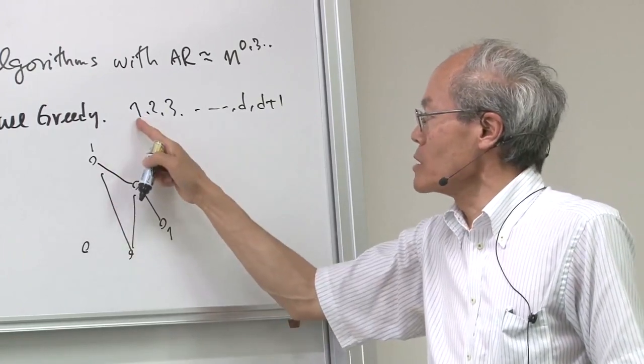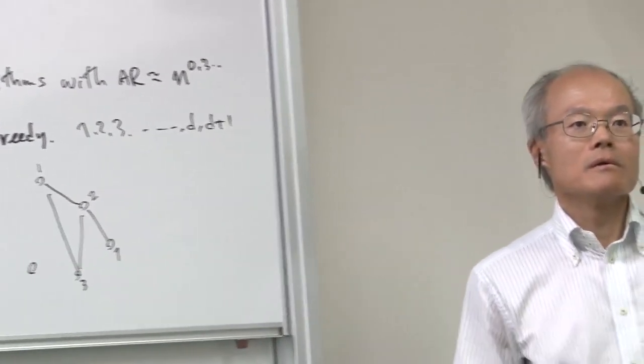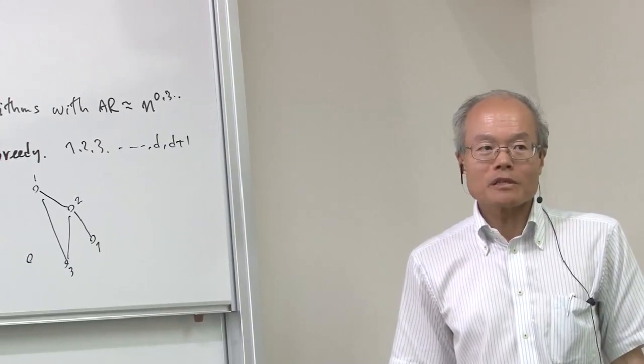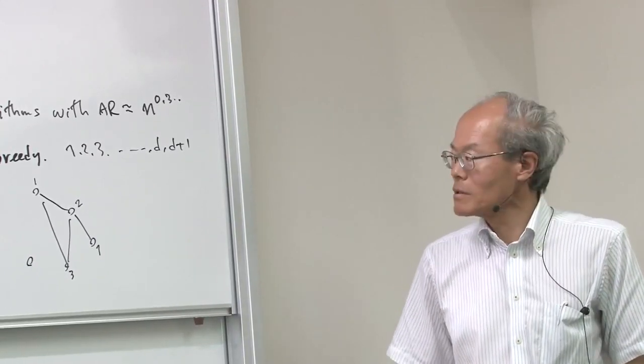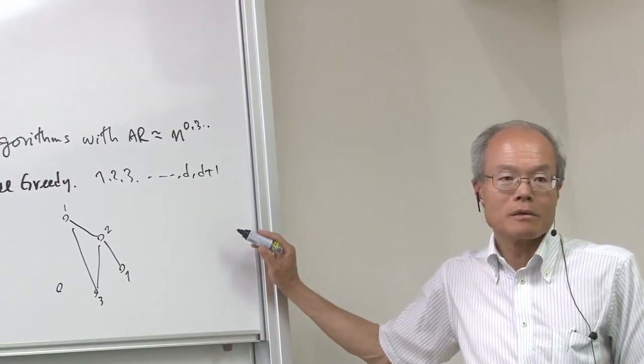You can't use 1. You can't use 2, then 3. This is greedy. Then it's pretty easy to see that you need at most d plus one colors.